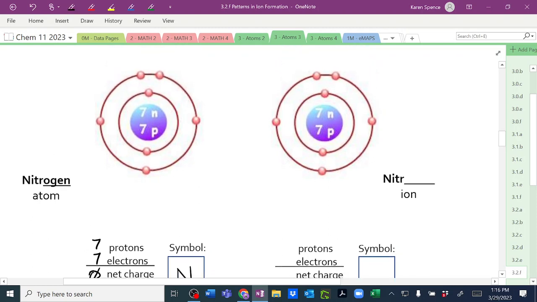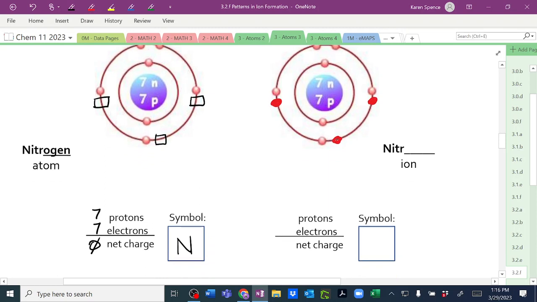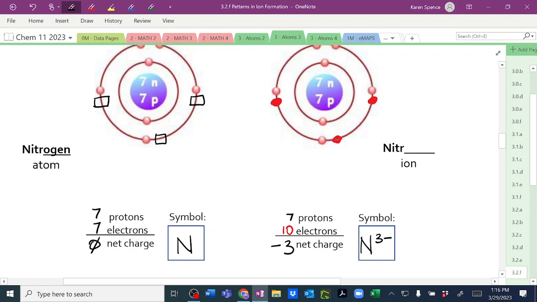How many gaps are there in nitrogen's outer shell? There are 3 gaps, 1, 2, 3. And so we are now going to have 3 electrons fill those gaps, 1, 2, 3. So now instead of 7 electrons, we have 7 plus 3 is 10 electrons. We still have 7 protons. So our net charge, we have more negative things than positive, so the net charge is negative 3, and the symbol will be N3 minus.